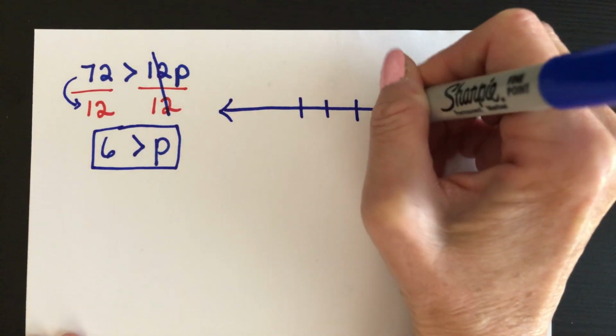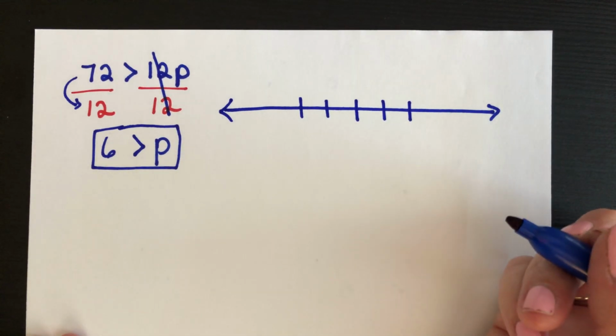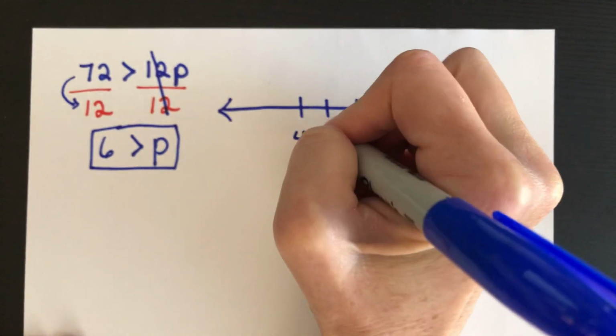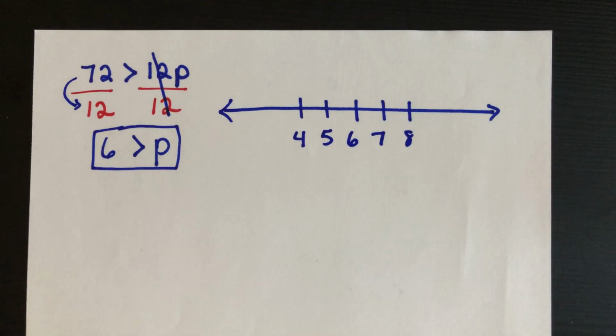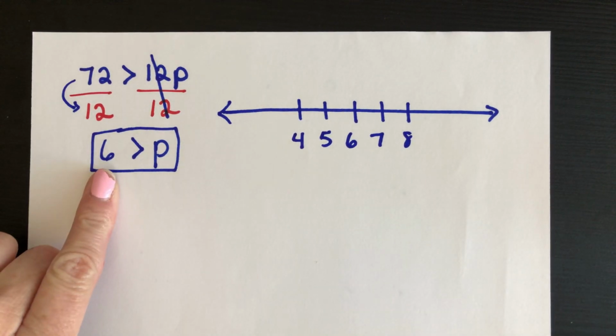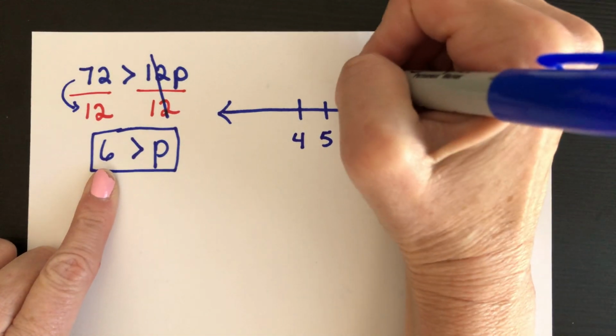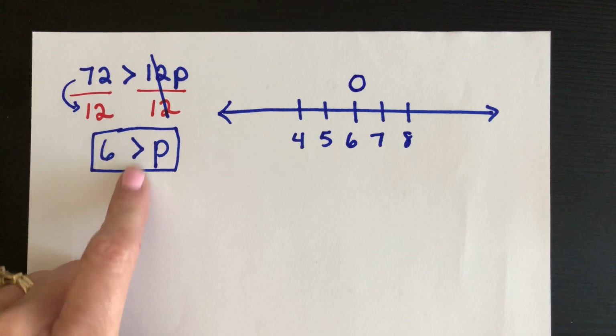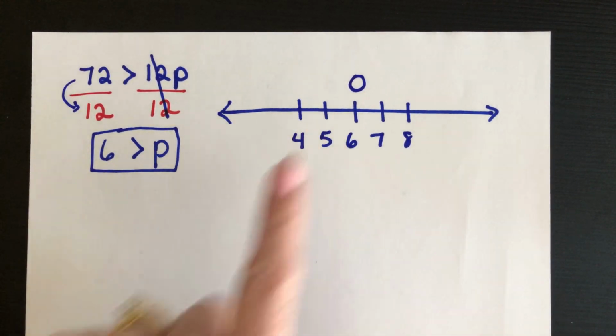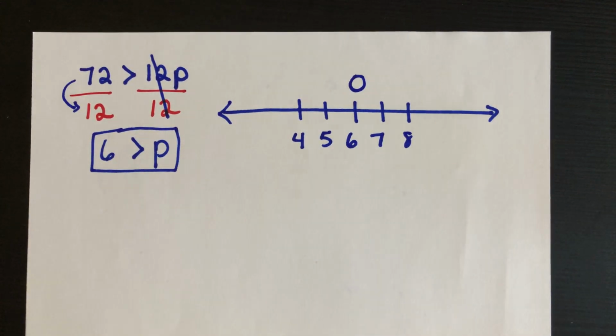Make my 5 little slash marks in my number line. 4, 5, 6, 7, 8. And I always put my number in the middle. I'm working with 6, so I'm going to draw my circle on 6. It's only greater than, right? There's only the symbol, there's no equal to, so it's open.